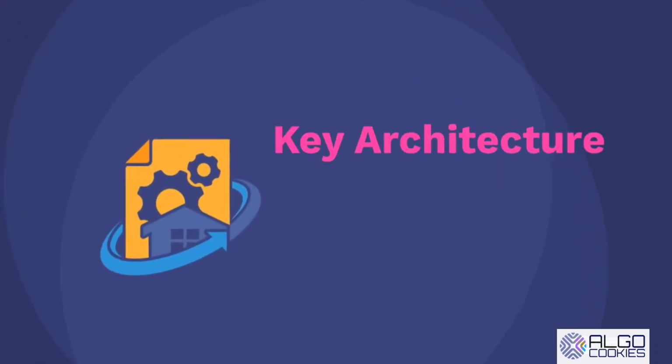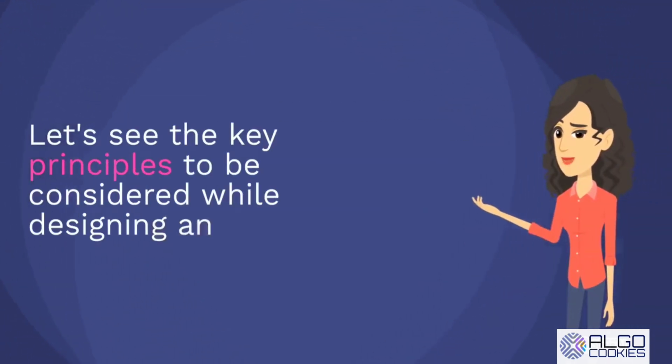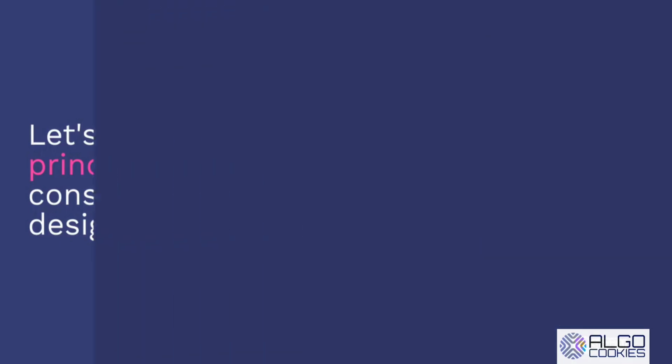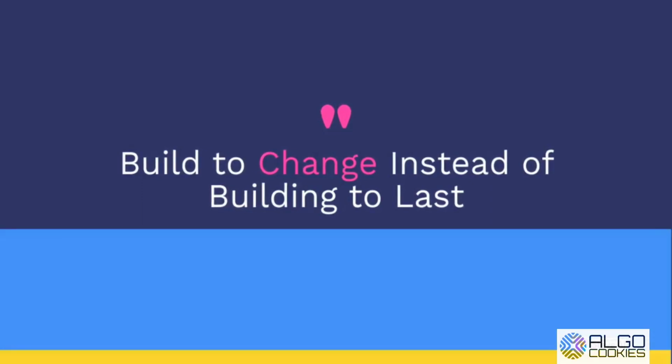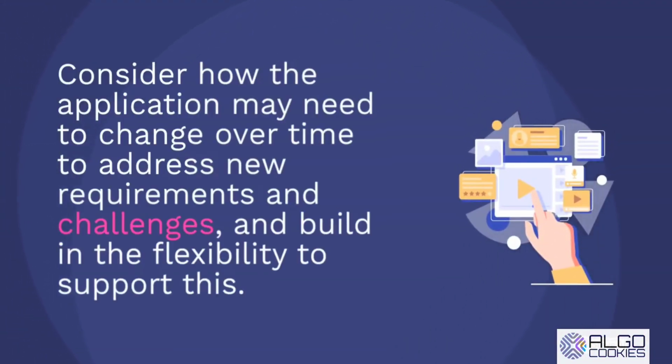Key architecture and design principles. Let's see the key principles to be considered while designing an architecture. Build to change instead of building to last. Consider how the application may need to change over time to address new requirements and challenges, and build in the flexibility to support this.